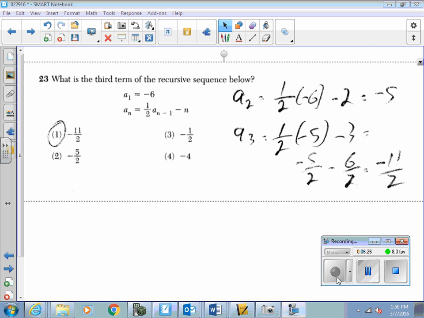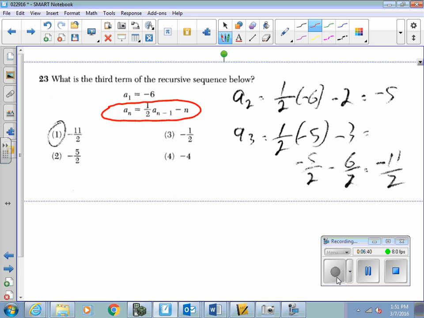All right, again, with number 23, you have the recursive sequence. So what's the third term? They give you the first term, and they give you a general idea, which is this one, in terms of just in general. So what you have to do in this situation is find the second term. So how am I going to find the second term?